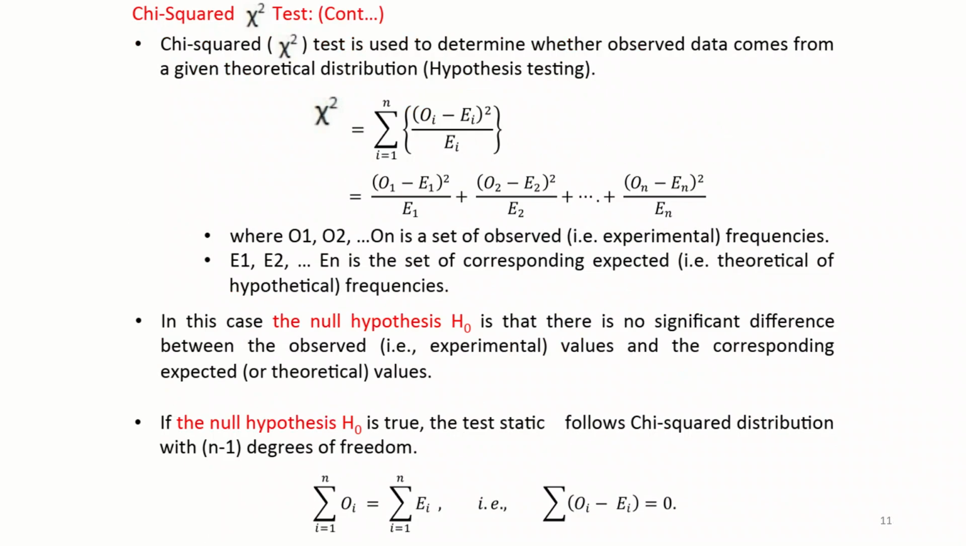So this is the formula of the chi-square. Here O1, O2 are the set of observed experimental frequencies, and E1 and E2 are the corresponding expected or theoretical frequencies. In this case, the null hypothesis is that there is no significant difference between the observed values and the corresponding expected theoretical values. And if the null hypothesis H0 is true, the test statistic follows a chi-square distribution with n-1 degrees of freedom.